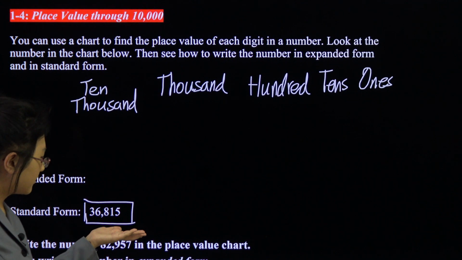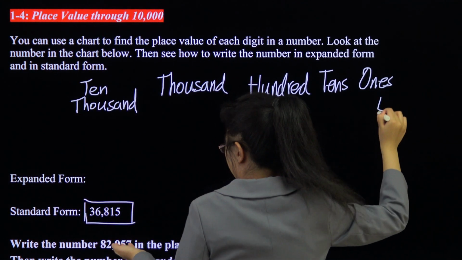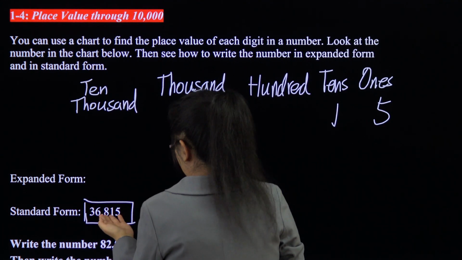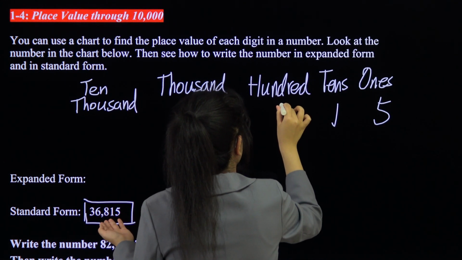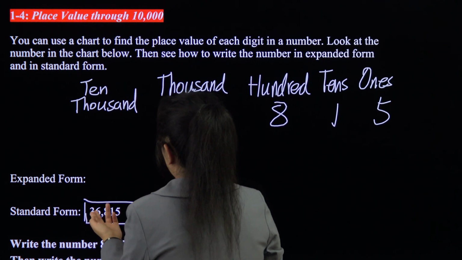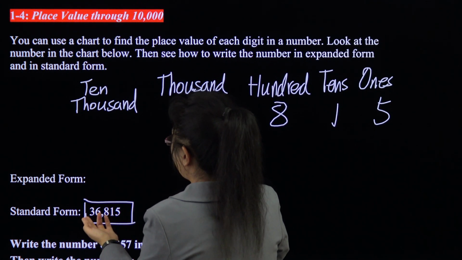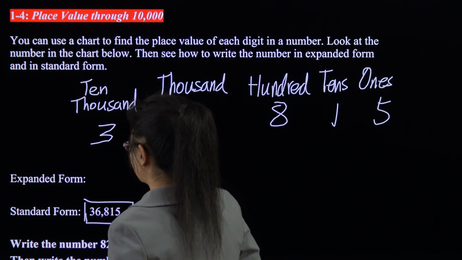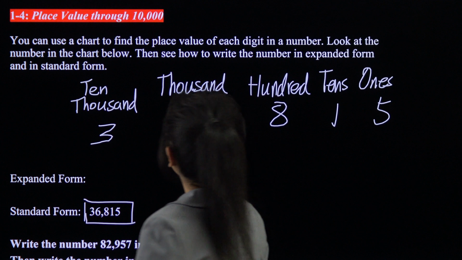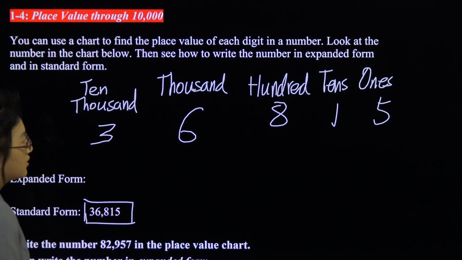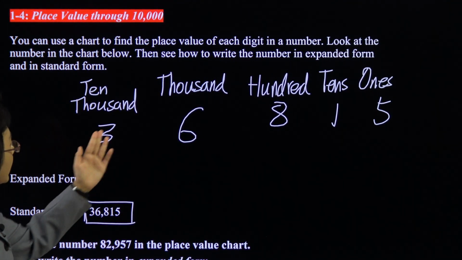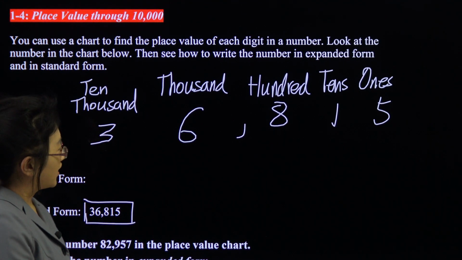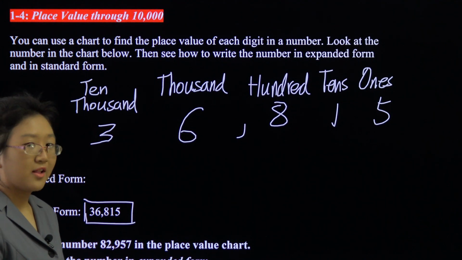For the ones place, there's a 5. For the tens place, there's a 1. For the hundreds place, it's 8. Thousands place, 6. And the next place is 10,000, where we have a 3. This is what 36,815 looks like in a place value chart.